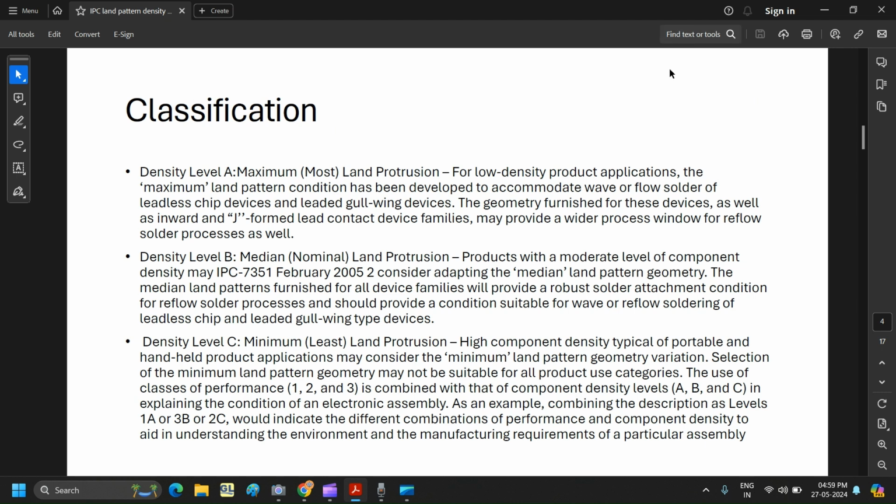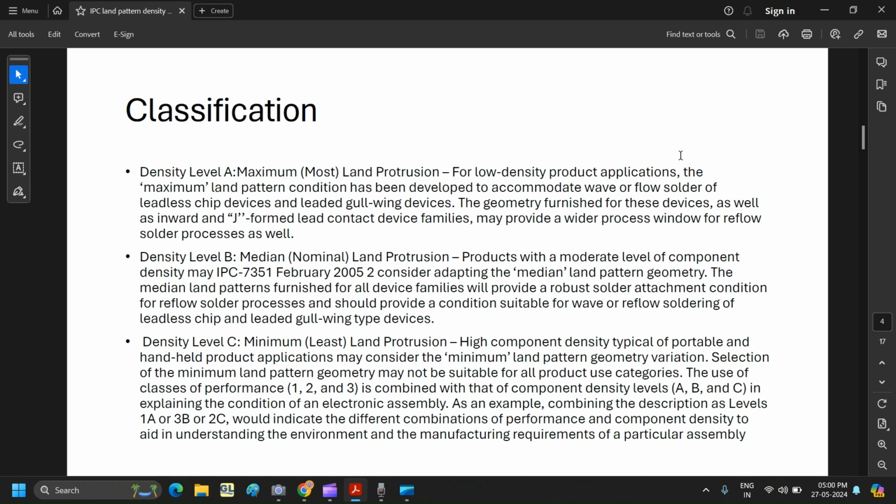And why do we need these density levels? This is a classification based on how you are placing the components on a PCB. There is no strict rule that you have to follow density level A or C. But if you have to develop a product, for example a portable or compact device, then you have to go for a high density board design technique. In that case you have to select density level C. Otherwise, if you are going to design an evaluation board, or if it is for bench level testing, then you can go for density level A.